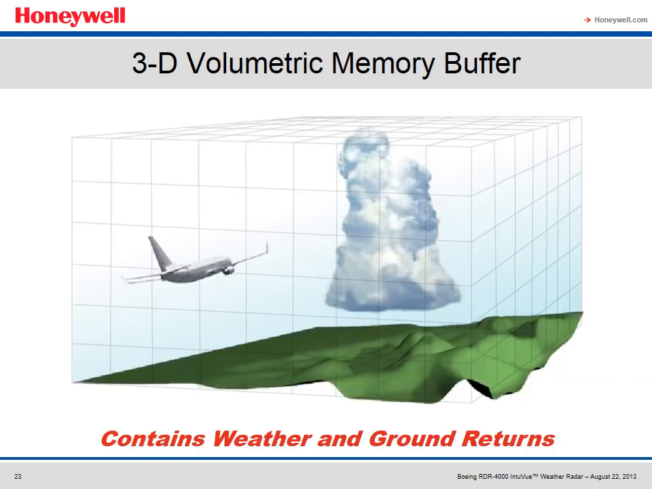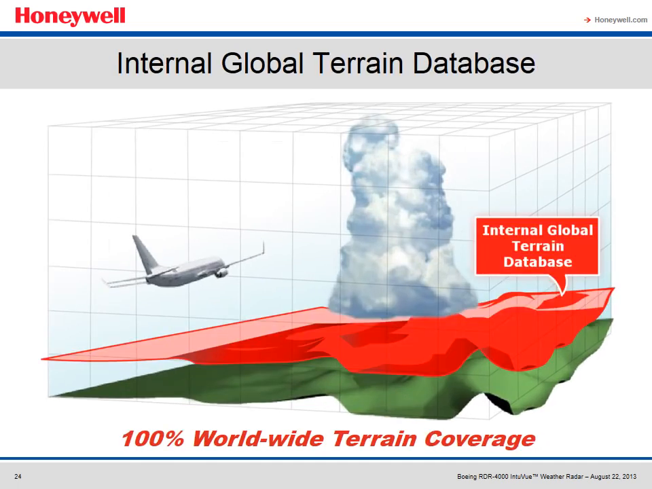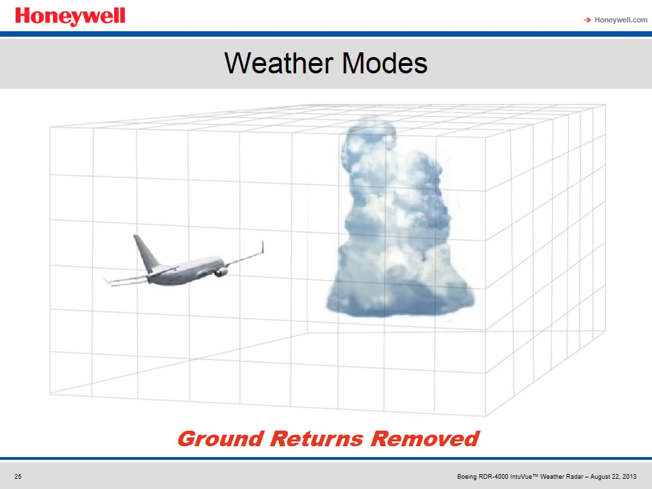The automatic scanning stores all of the weather and ground return information in the 3D buffer memory. The system also contains an internal worldwide terrain database that is a version of our EGPWS database, but without airports, runways, and obstacles. Because the RDR4000 uses only the terrain information, regularly scheduled updates are not required. The terrain database allows the radar to distinguish between weather and ground returns. This allows the display of only weather information in the weather modes and only ground returns in the ground map mode. In the ground map mode, the ground returns are provided by the radar returns and not the internal terrain database. This allows for an independent verification of position.